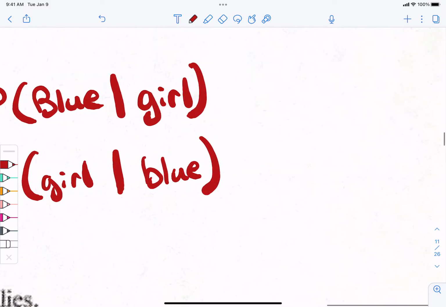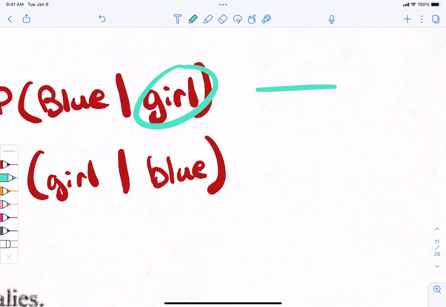Okay, so blue given girl. My girl is my bottom number. How many girls do we have in this room, including Kelsey? 1, 2, 3, 4, 5, 6, 7, 8, 9, 10. 10 girls. There's 4 boys, so there's 10 girls because there's 14 together. We're including Kelsey. We're pretending that she is here. So, given girl, we have 10 girls out of this room.